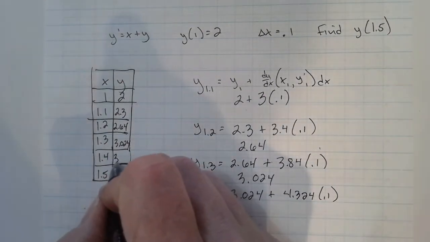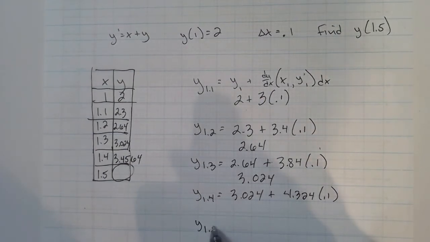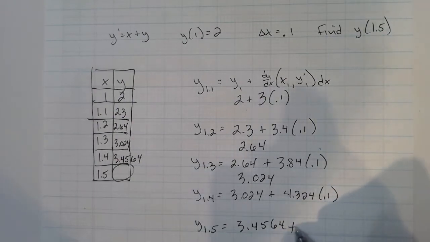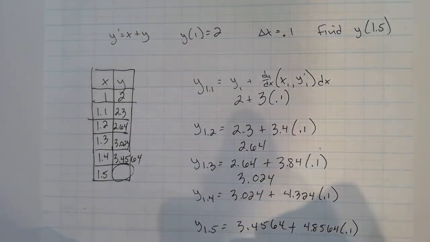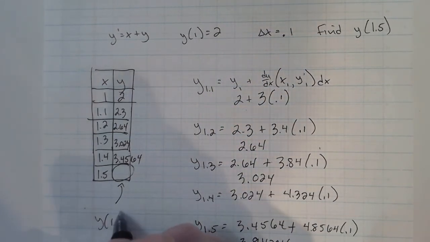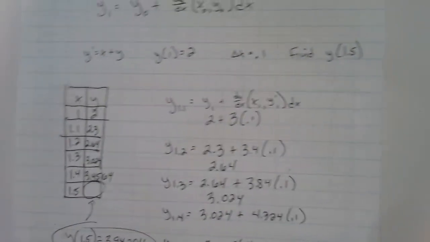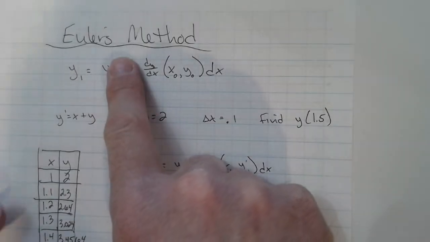So 3.4564, and then what we're looking for, and I get 3.94204. So y sub 1.5 equals 3.94204. It's an approximation. All right. That would be Euler's method.